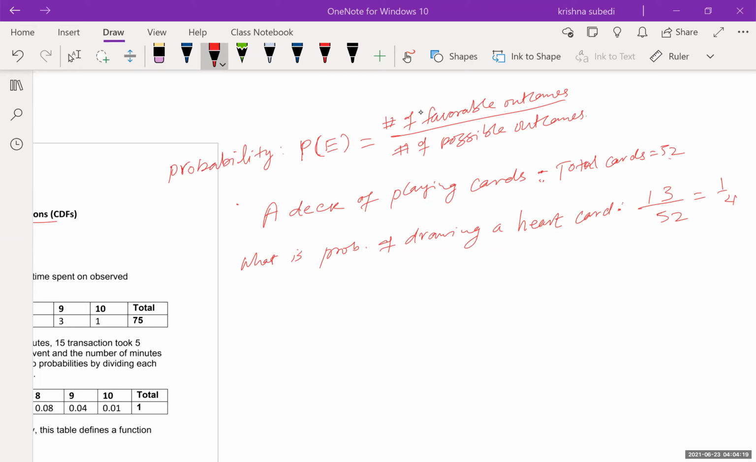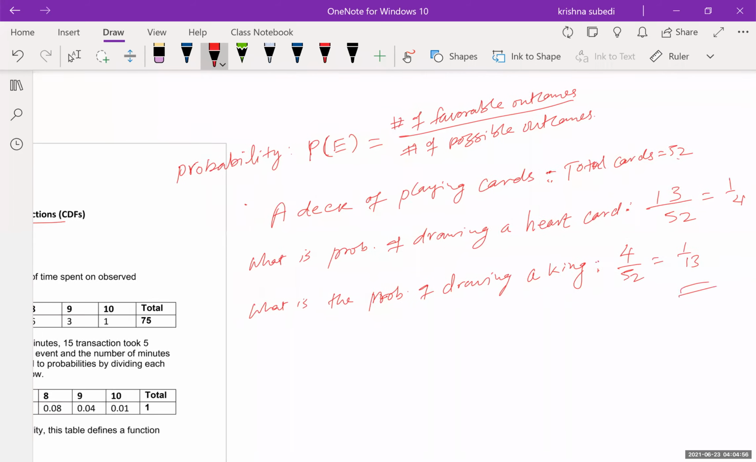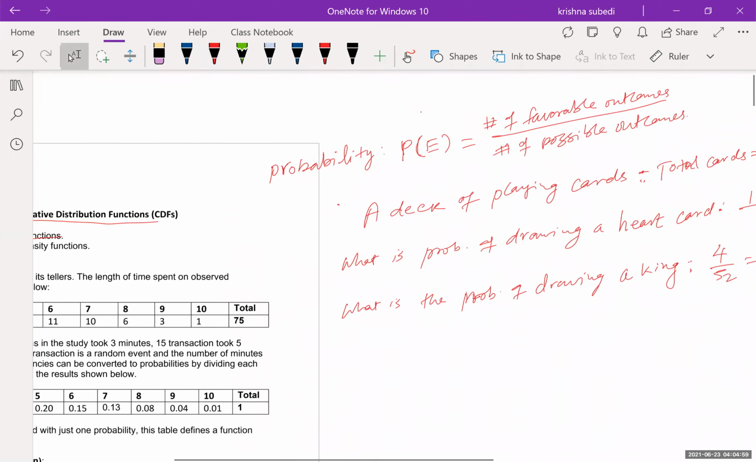So that's the idea. Now, if I ask you, what is the probability of drawing a king? How many kings are there in a full deck of cards? There are 4 kings, right? So 4 out of 52. That's going to give you 1/13. So you already know this idea from maybe elementary school, middle school, or high school.